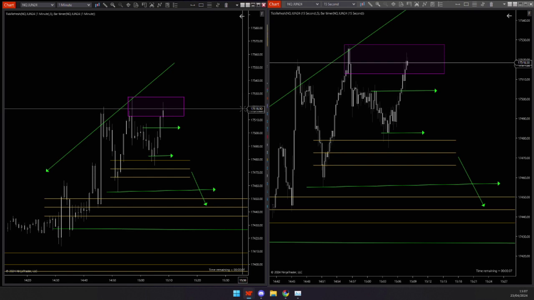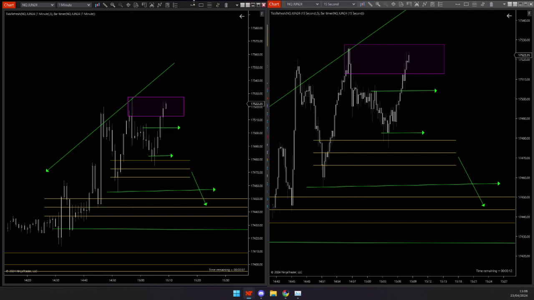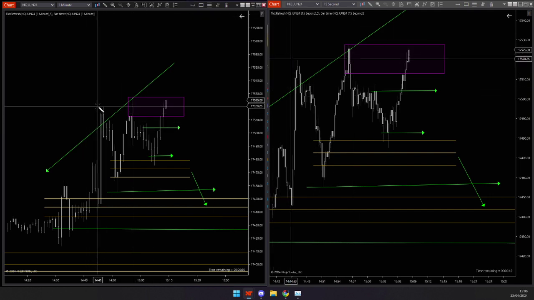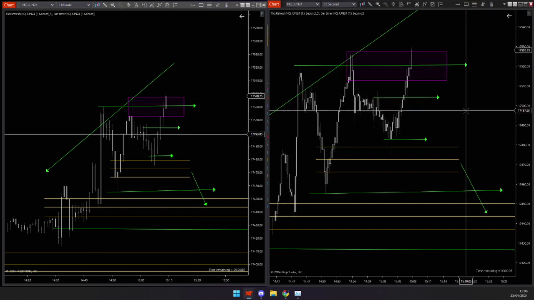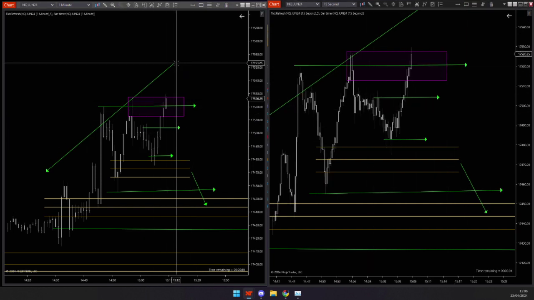But I'm assuming if it closes above here, what it's doing right now, then it wouldn't matter. If it closes like this, then let me see. I want to see it on the 1 minute. I count the wicks as well, so I want to see a closure above the wick. And then yeah, we would be in an uptrend.